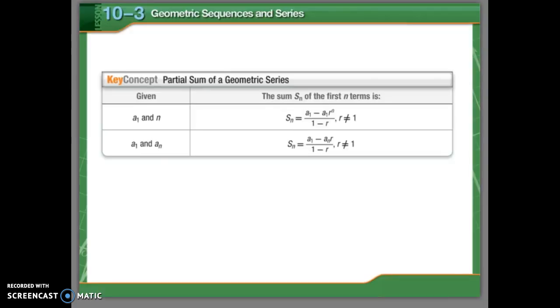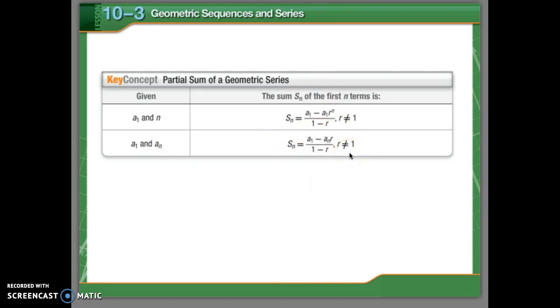All right, next we have a key concept for how to find the partial sum of a geometric series. And again, it's based off the information that you're given at the start of the problem, just like we looked at the partial sum for an arithmetic sequence in the previous lesson. If you are given the first term and the number of terms, you want to use this first version of the formula. If you're given the first term and the last term, then you want to use this version of the formula. And it's important to remember, based off these, that the common ratio cannot be 1.